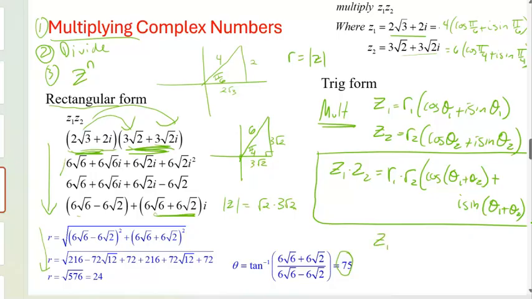So for this particular problem, z1 times z2 is 4 times 6, 24, cosine of pi over 6 plus pi over 4. If you want to do degrees, I'll let you do that because it's a lot easier to add degrees. But we can add radians as well. Let's just keep it at radians. It's pi over 6 plus pi over 4.